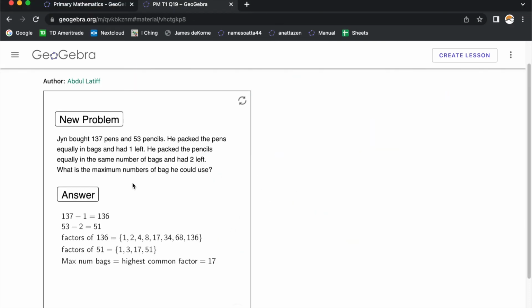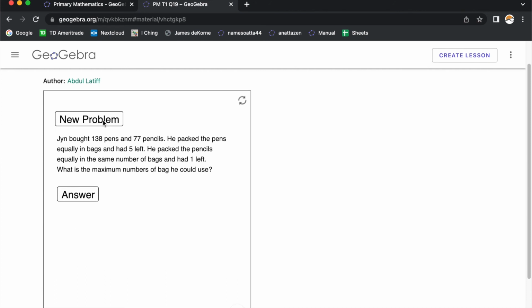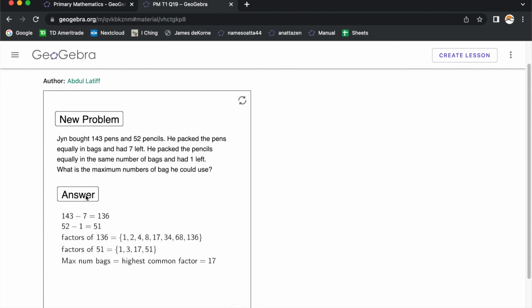So for your practice, go to the link that is given below. Click on the new problem button to get a new set of numbers. Try out the problem and make sure that you can solve it entirely on your own, and then check your answer by clicking on this.